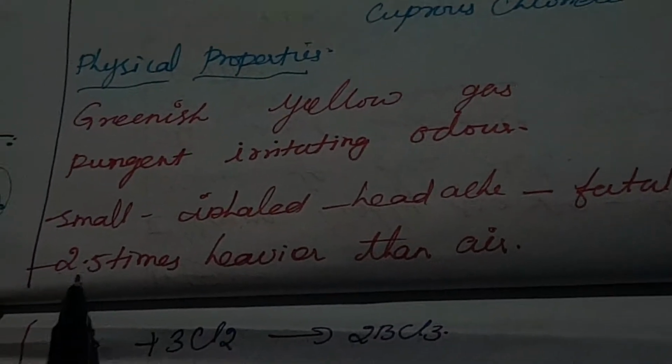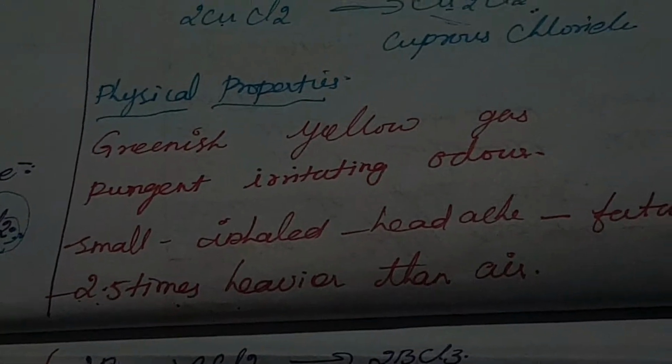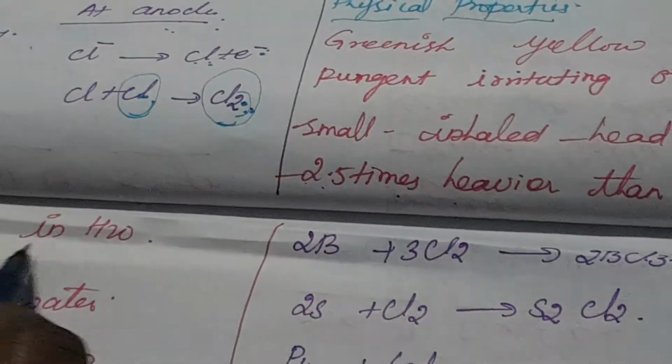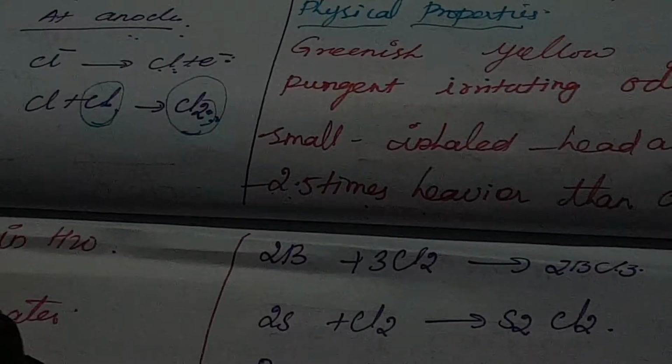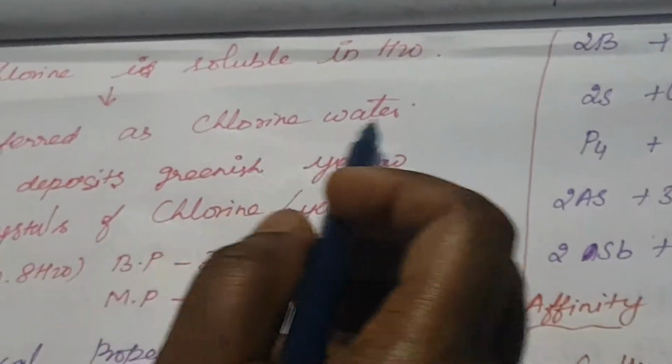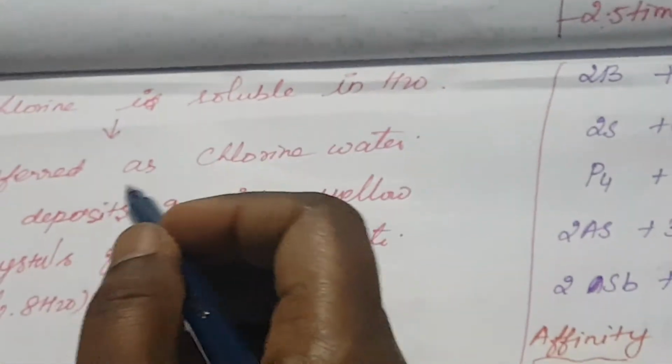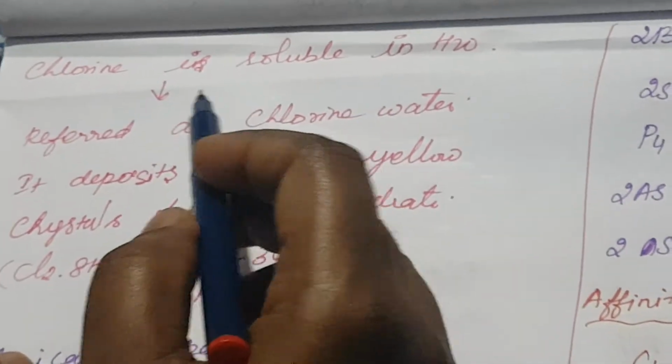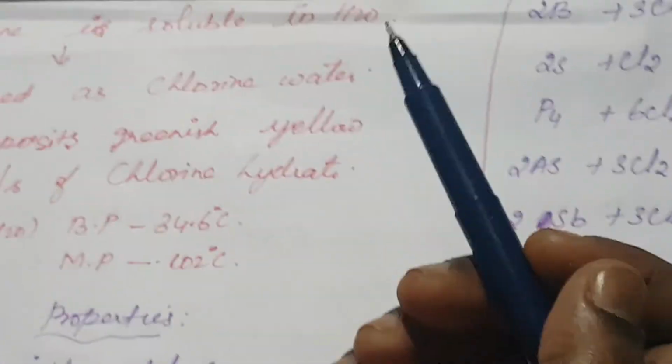Another property is that it is 2.5 times heavier than air. Okay, so this is all about chlorine. Another property is that chlorine is soluble in water, and this is referred to as chlorine water. Now, the metro water we usually use is called chlorine water. A small amount of chlorine is mixed with ordinary water, and that is called chlorine water.